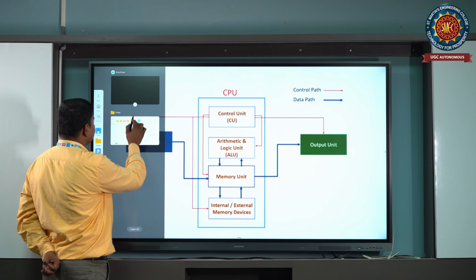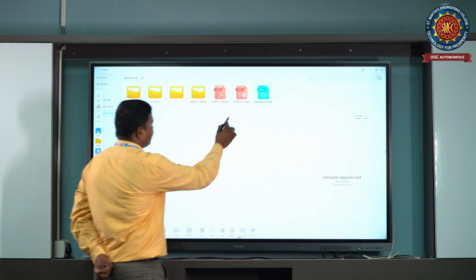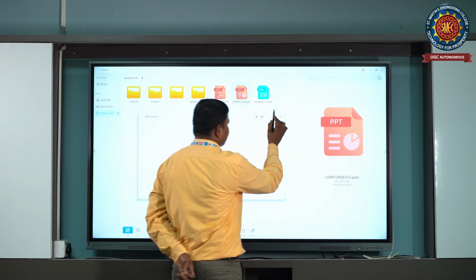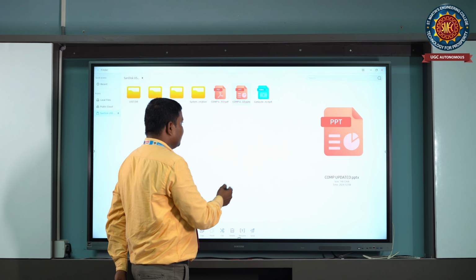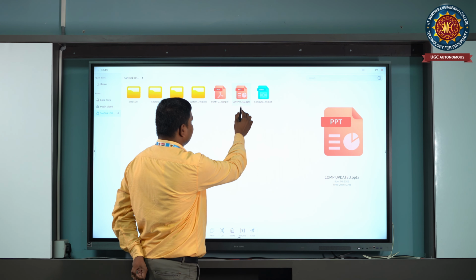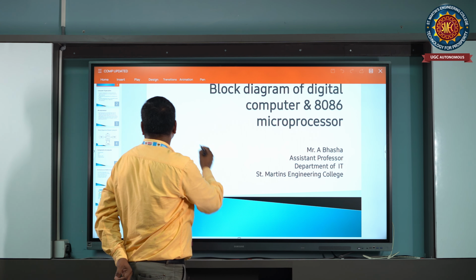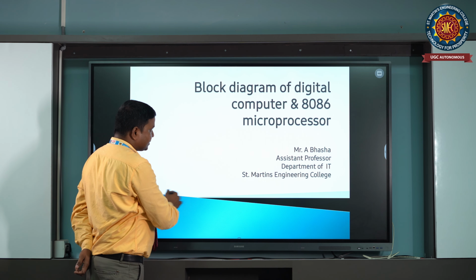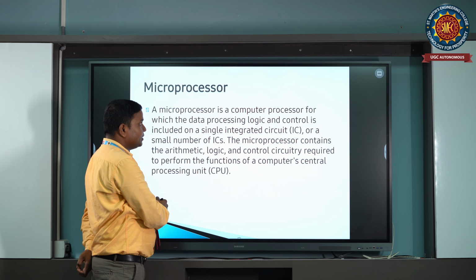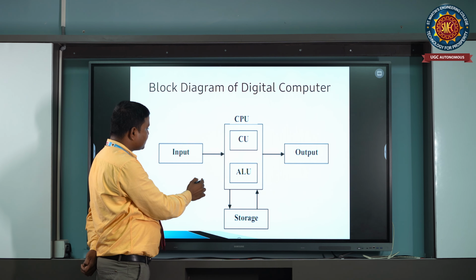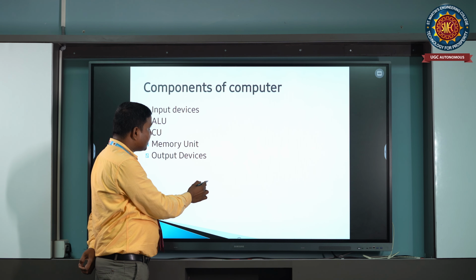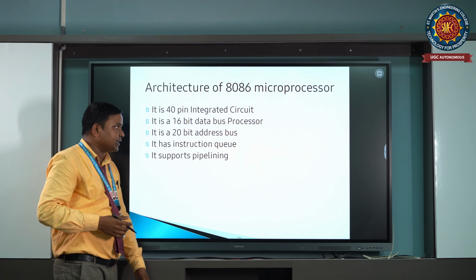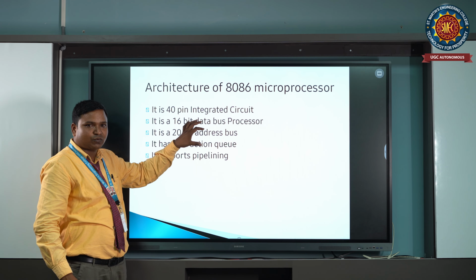Now we have to see the 8086 microprocessor architecture. We already saw the microprocessor introduction part, so now we need to see what exactly happens in the 8086 microprocessor. Until now we have discussed computer organization, the definition, the microprocessor, and the block diagram of the digital computer. These are the components of a digital computer. Next is the architecture of the 8086 microprocessor, so we need to see the 8086 microprocessor overview.